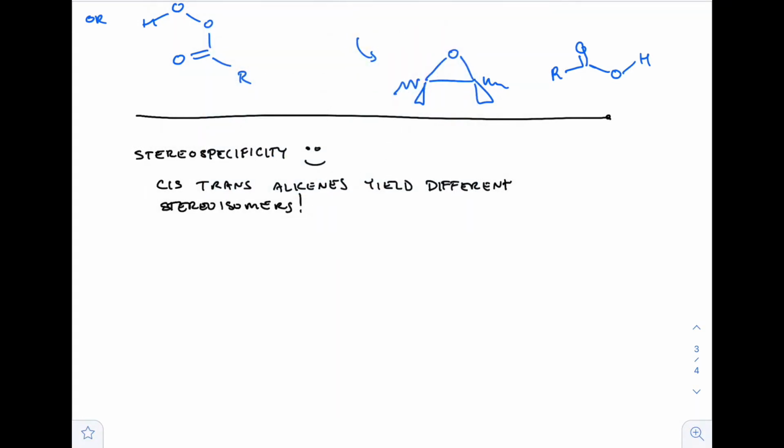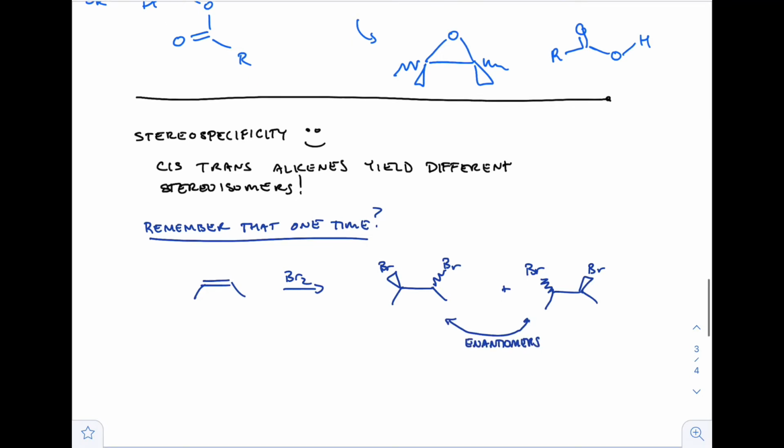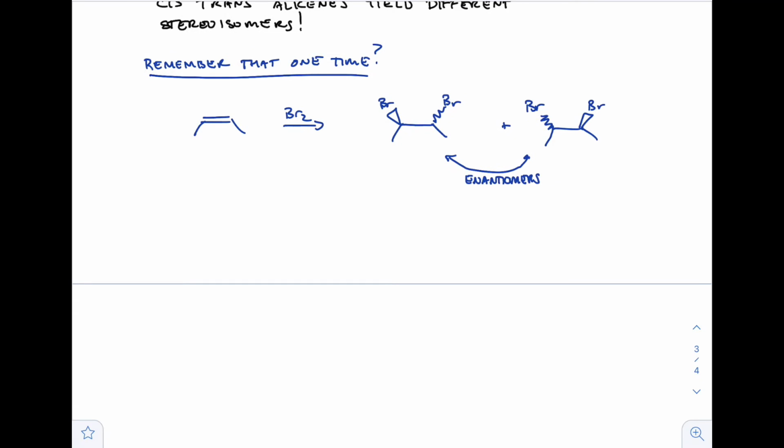We saw this when we did the bromination of cis and trans alkenes. Remember that time when we did that thing? So here you go, I'm about to do it again for you. So cis alkene, you remember it's anti-addition because we got that bromonium ion intermediate, and that means we're essentially adding wedge and dash bromines to that alkene. And what we get here is enantiomers.